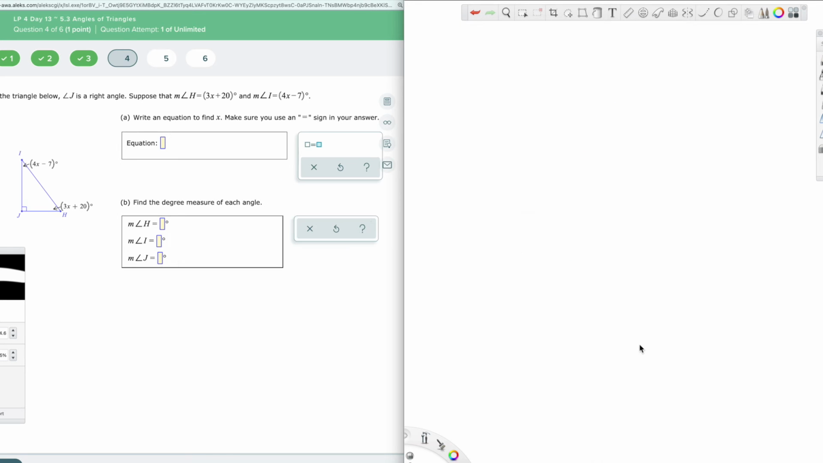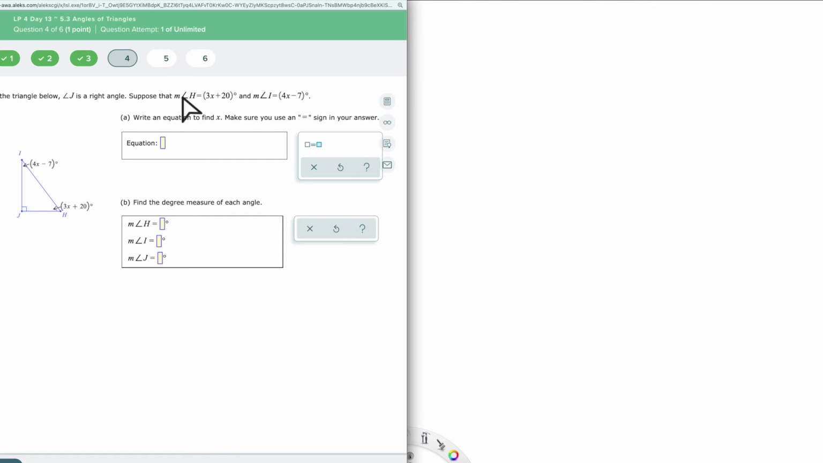Okay, so now we're going back to the triangle here. So in the triangle below, angle J is a right angle. Suppose that the measure of angle H equals 3x plus 20 degrees, and the measure of angle I equals 4x minus 7. So there's a difference between just angle and measure of angle. So this is just talking about a shape. When it says angle J is a right angle, it's talking more about the shape of the object. When we have measure of in front of it, we're actually talking about the degree. What is the actual measurement? So it's just the difference in using those symbols here.